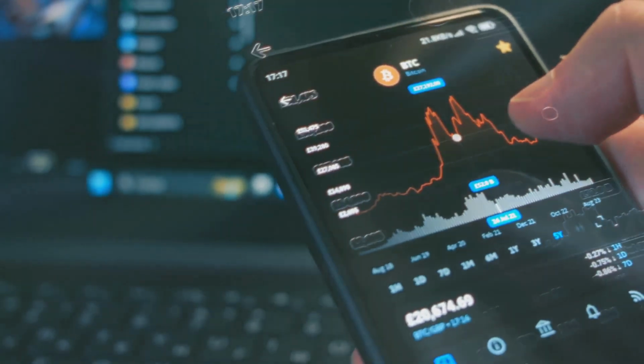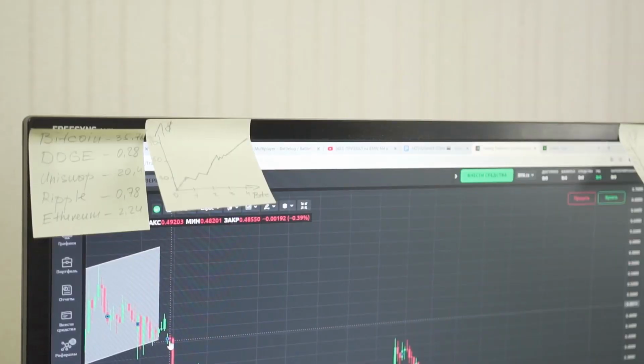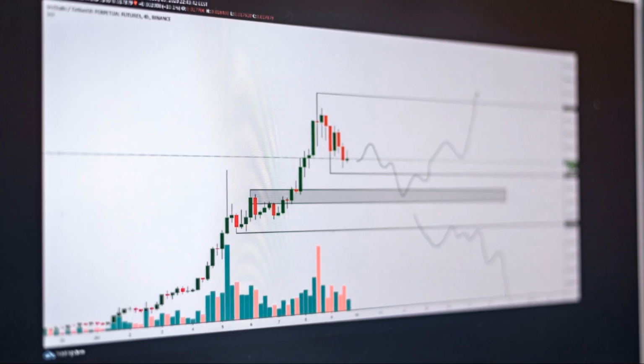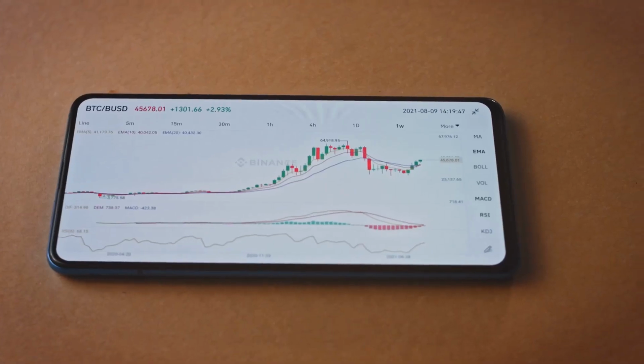Now we know chart types, let's learn some basic chart words. These words describe what we see. One key word is trend. A trend is the price direction. Is it mostly going up? That is an uptrend. Is it mostly going down? That is a downtrend. Sometimes it moves sideways in a range.